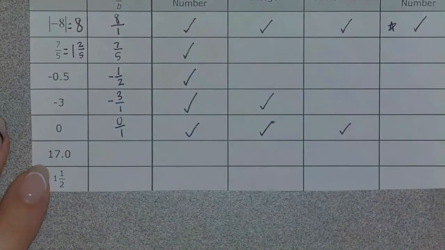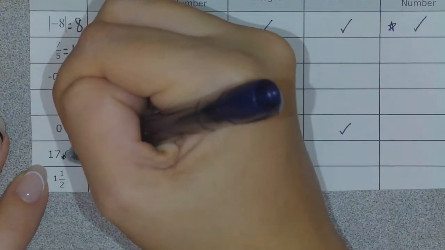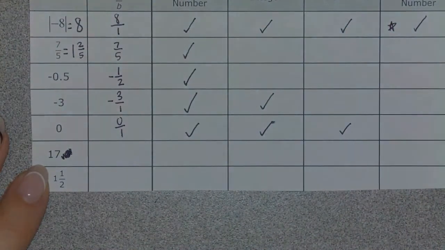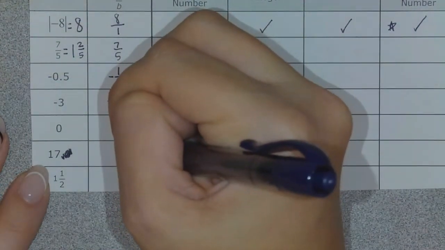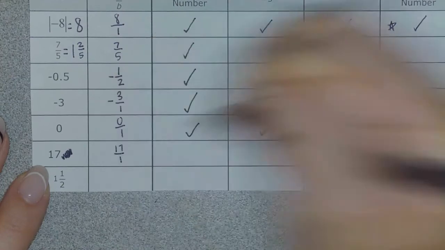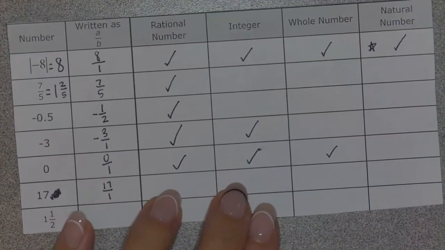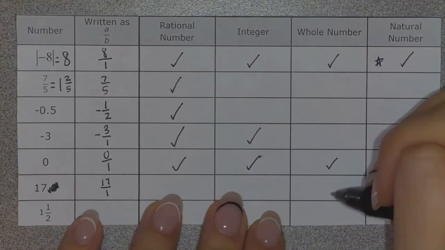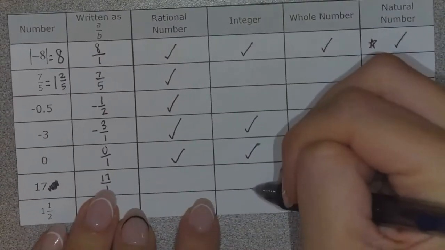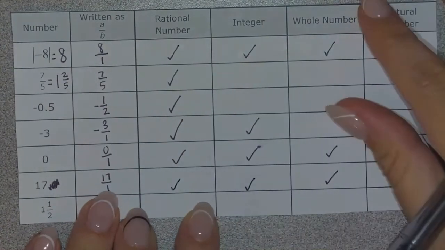Our next one, 17 and 0/10. That 0/10 is an unnecessary 0, so I'm going to get rid of it. So 17, I can rewrite it as 17 over 1. And I can count to the number 17, so that makes it a natural number. So it's also a whole number, it's also an integer, and a rational number.